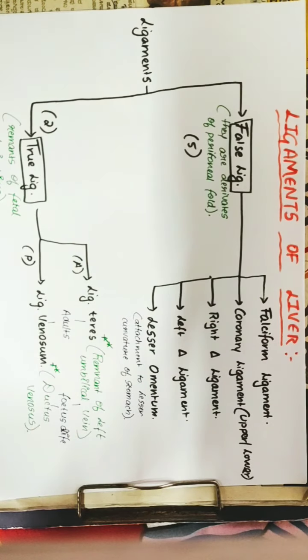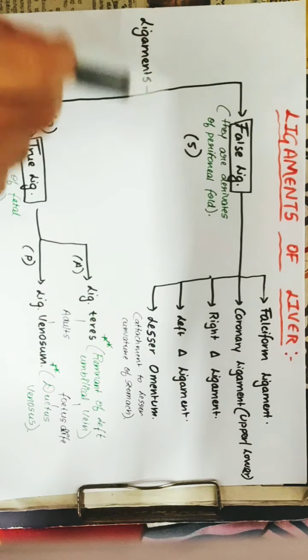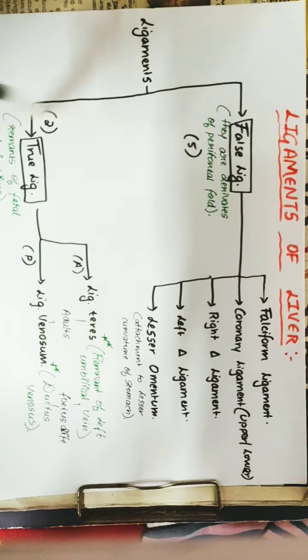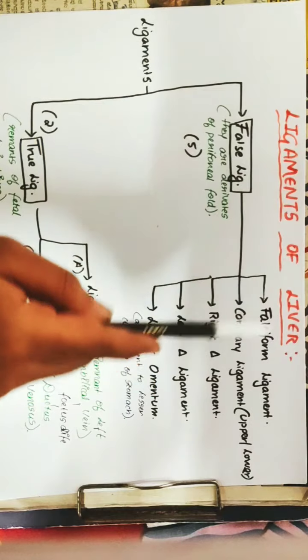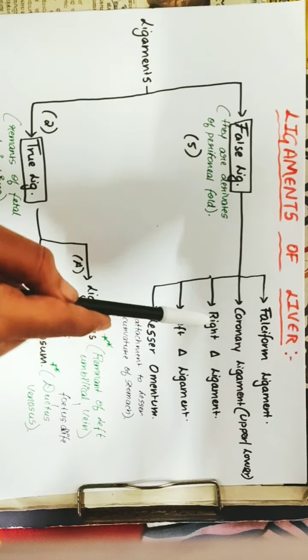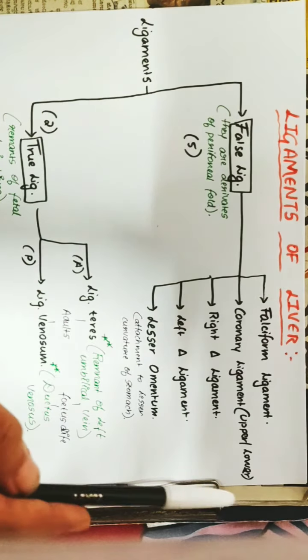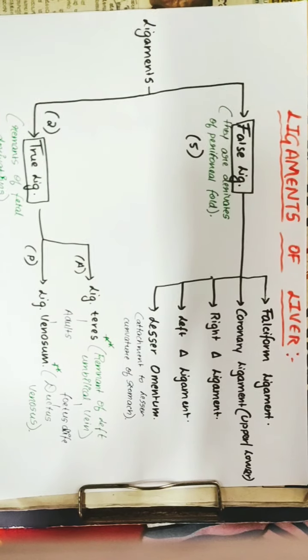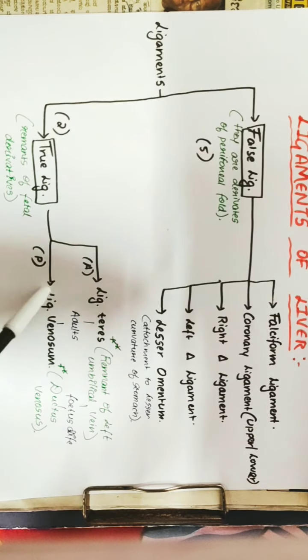So this was a brief explanation about the ligaments of the liver. Ligaments are of two types: false ligaments and true ligaments. False ligaments are of 5 types: falciform, coronary, right triangular ligament, left triangular ligament, lesser omentum. True ligaments are of 2 types: ligamentum teres as well as ligamentum venosum.